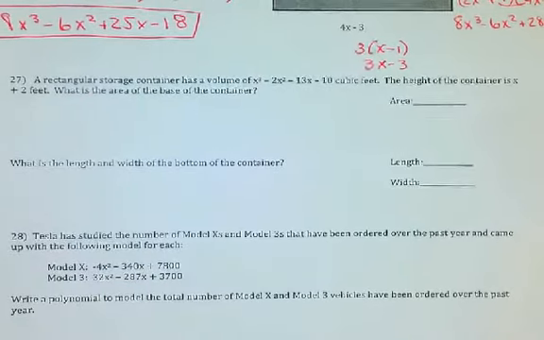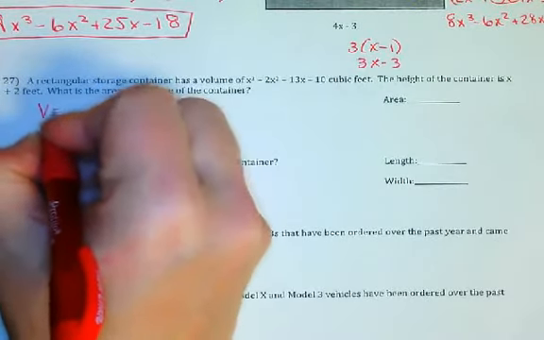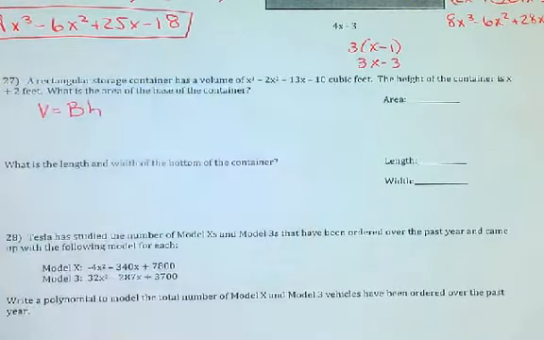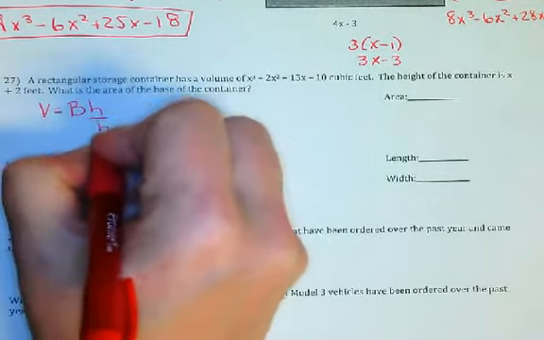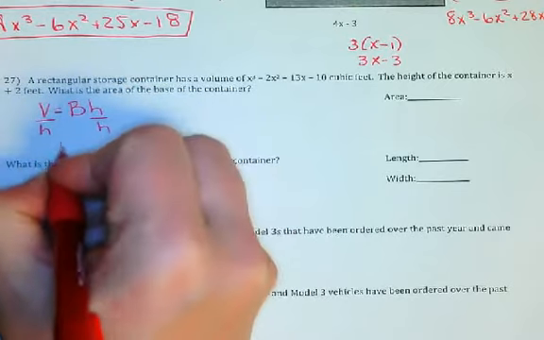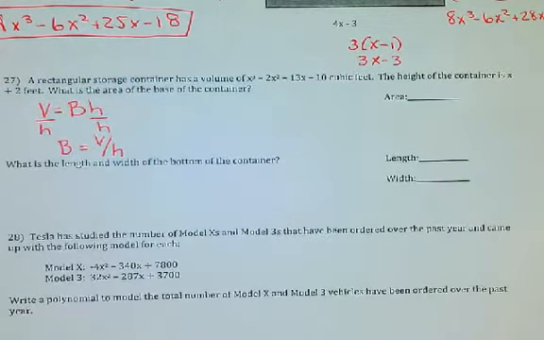All right, this one here is definitely one of the more multi-layered questions. It says, a rectangular storage container has a volume of x cubed minus 2x squared minus 13x minus 10. The height of the container is x plus 2. What is the area of the base? So again, volume equals area of the base times the height. So if I'm trying to find this area, I have to divide the volume by the height, because the area of the base would equal V divided by h.